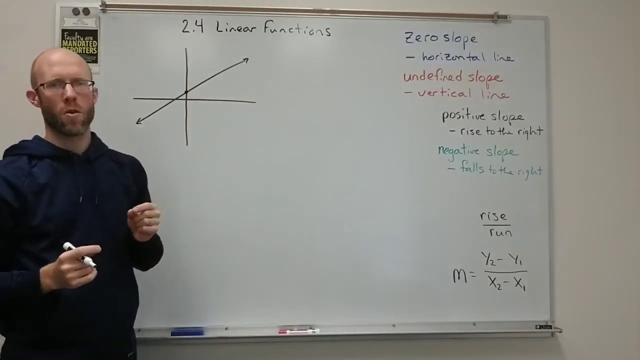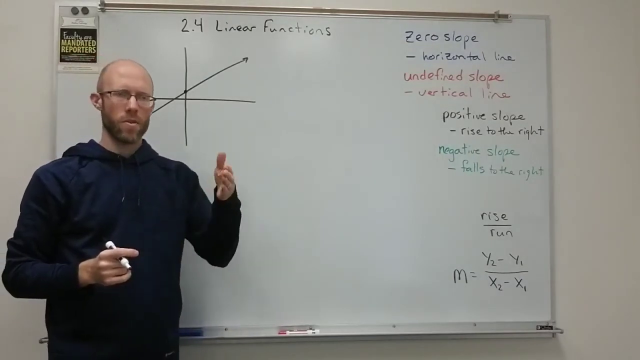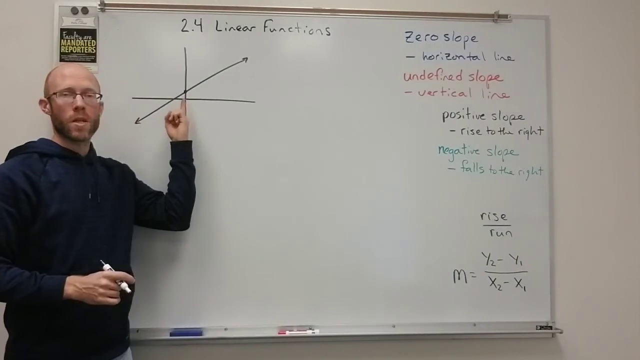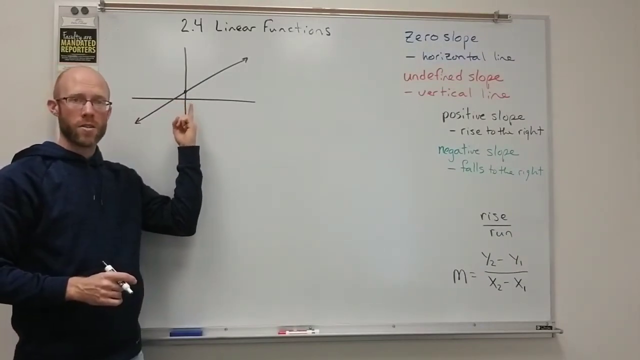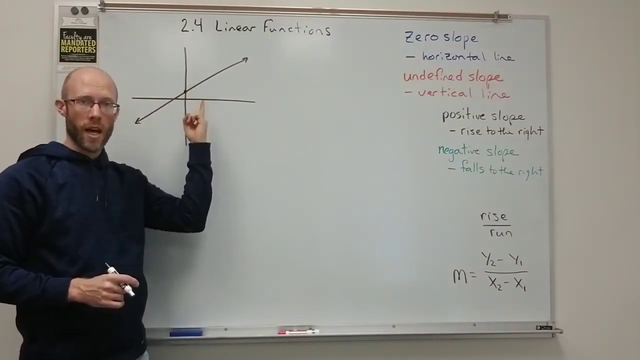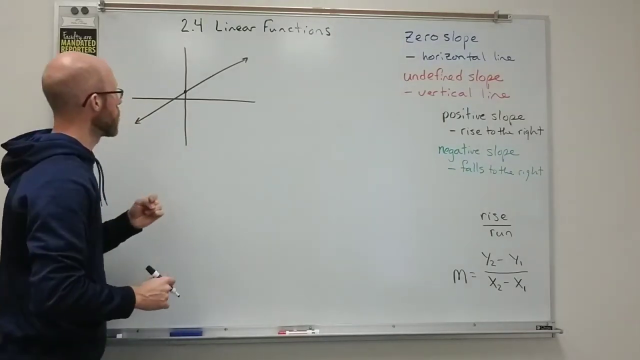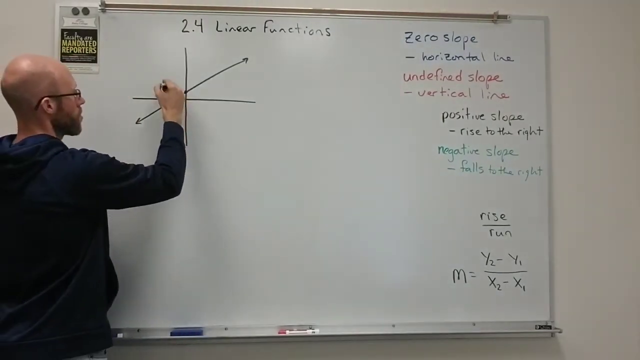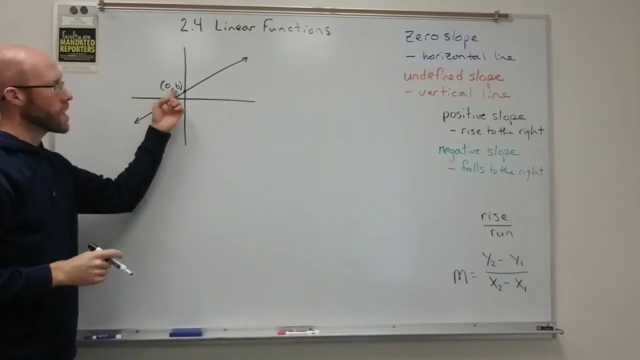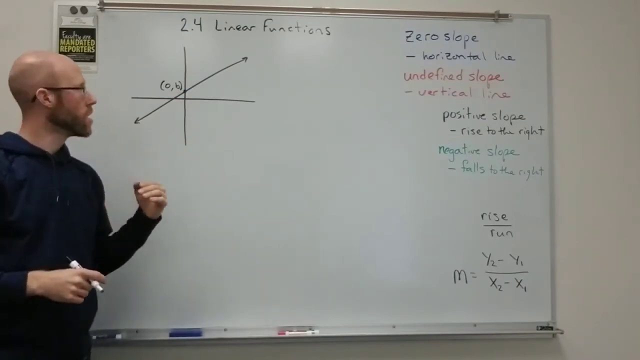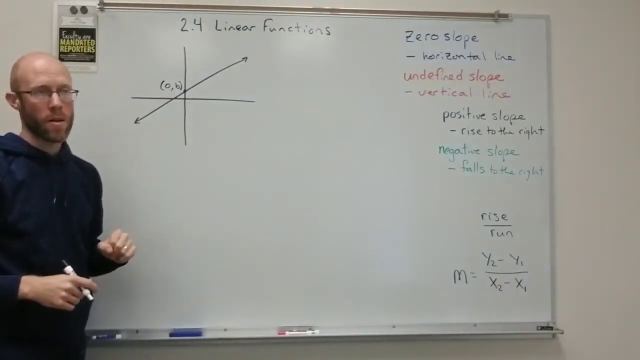Y-intercepts are always represented by having a 0 in the x-coordinate, right? Because any point on the y-axis is going to have a 0 in the x-coordinate. It's 0 horizontally. So I'm going to call that 0 comma b. Now the b is just whatever the height is. It's the y value of the y-intercept.